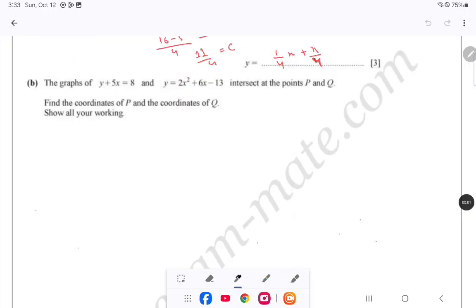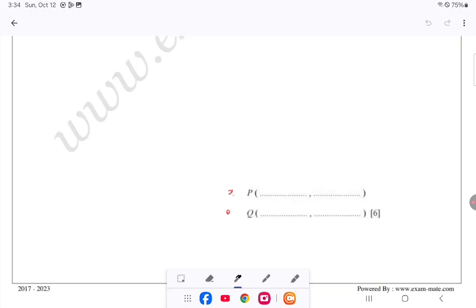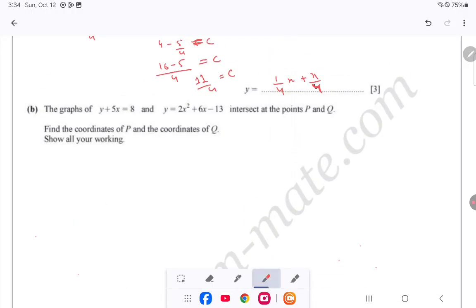Now in part B, the graph of y plus 5x is equal to 8 and y is equal to 2x square plus 6x minus 13 intersects at the points P and Q. Find the coordinates of P and Q. Show all your working. So here 2 points will be calculated because it is a quadratic equation, and when a quadratic equation is involved, it gives you two values of x, and when the two values of x are given, the two values of y are also calculated.